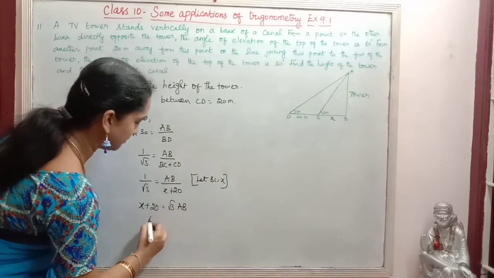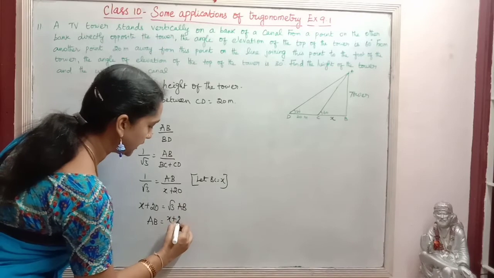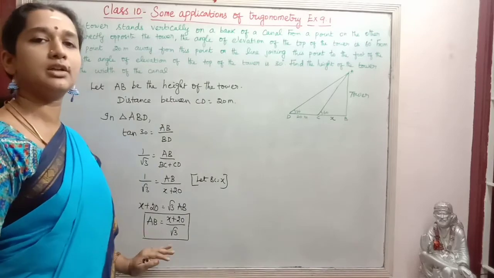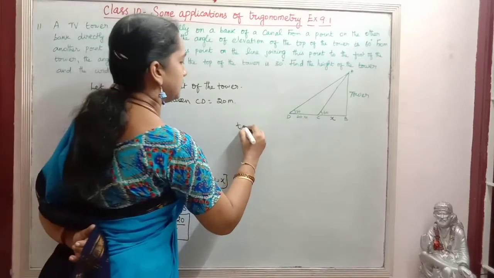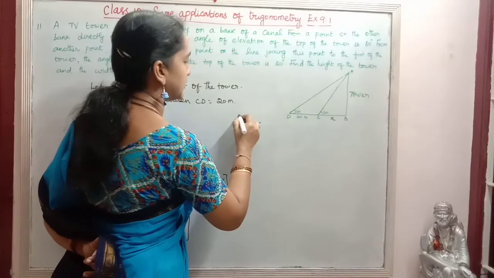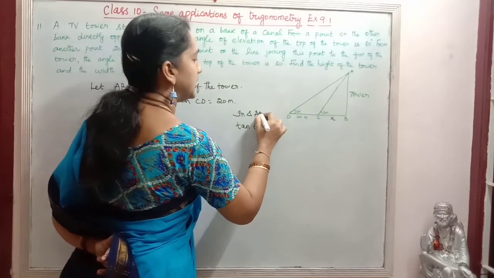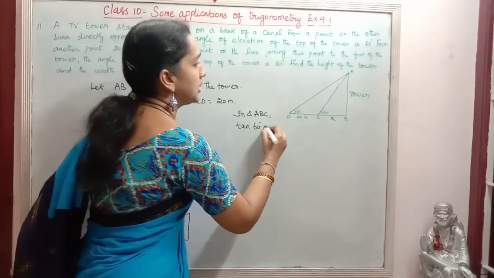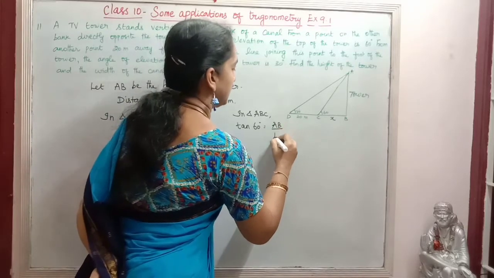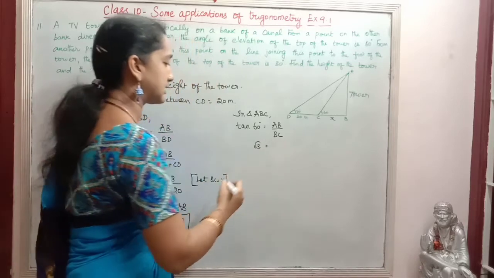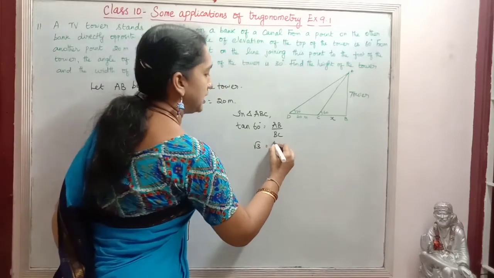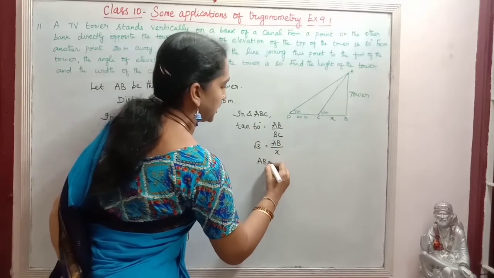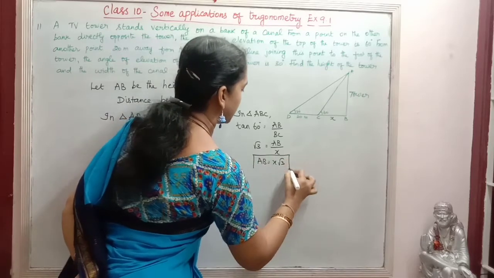So AB is the height of the tower, AB is equal to x plus 20 by root 3. That we got in terms of x. In the same way, tan 60 we will take, in triangle ABC. So tan 60 is equal to AB by BC. We know the value for tan 60 as root 3, is equal to AB by BC. BC is x. So AB is equal to x root 3.